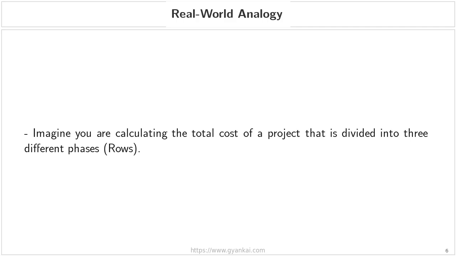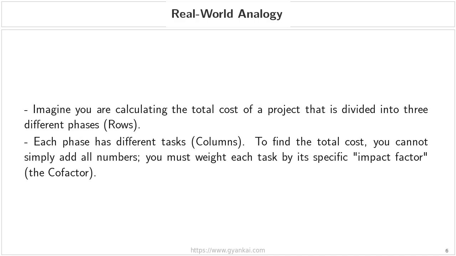Now, I know that all those calculations with minors and cofactors can feel a bit abstract and purely mechanical. So, to help you grasp the intuition behind why we use this expansion method, let's step away from the numbers for a moment and look at a real-world analogy. Imagine you are a project manager responsible for calculating the total cost of a large-scale project. This project is divided into 3 distinct phases, which we can think of as our rows. Within each of these phases, there are various specific tasks, representing our columns.